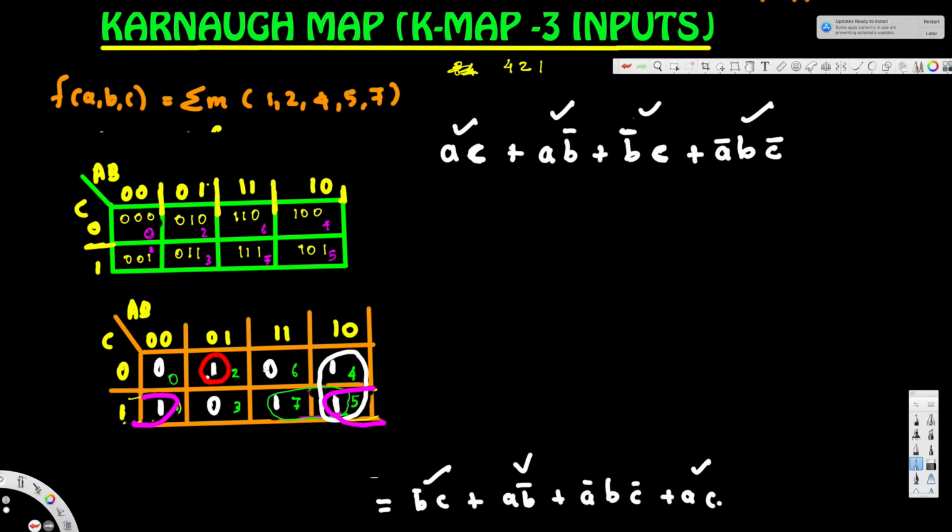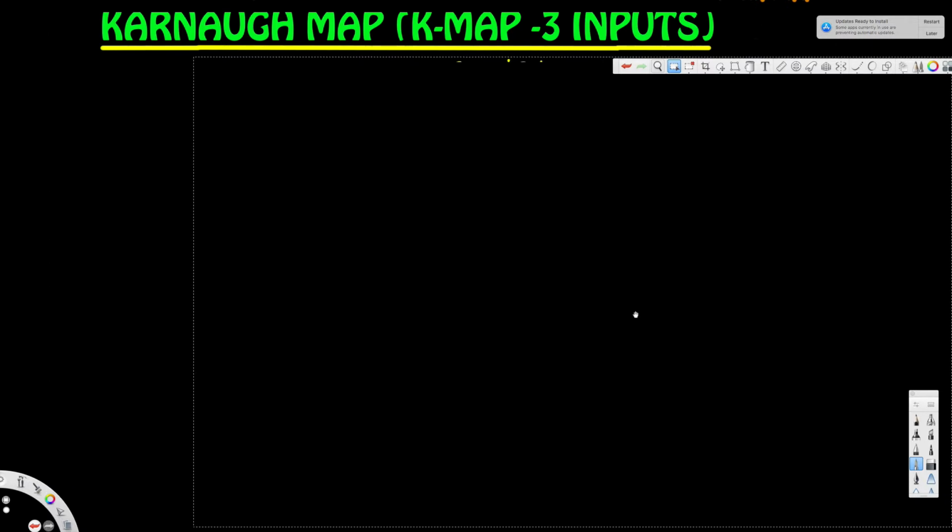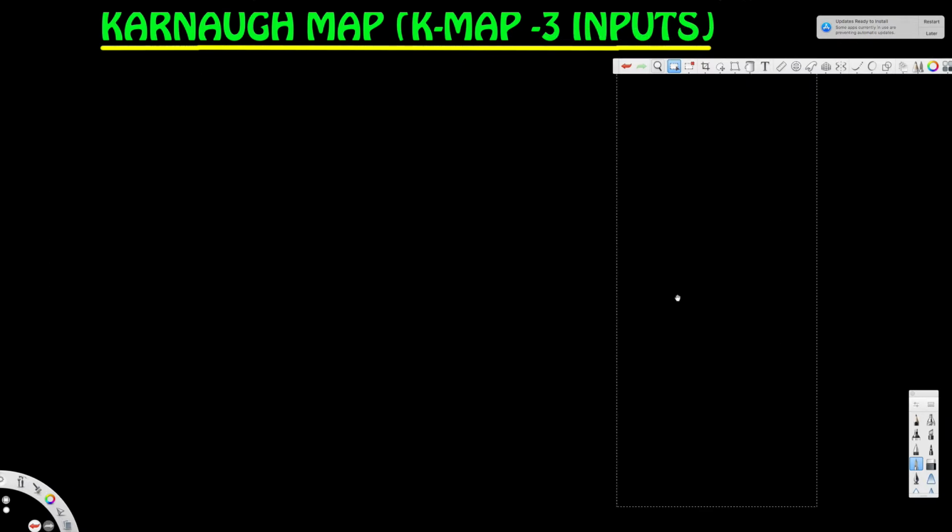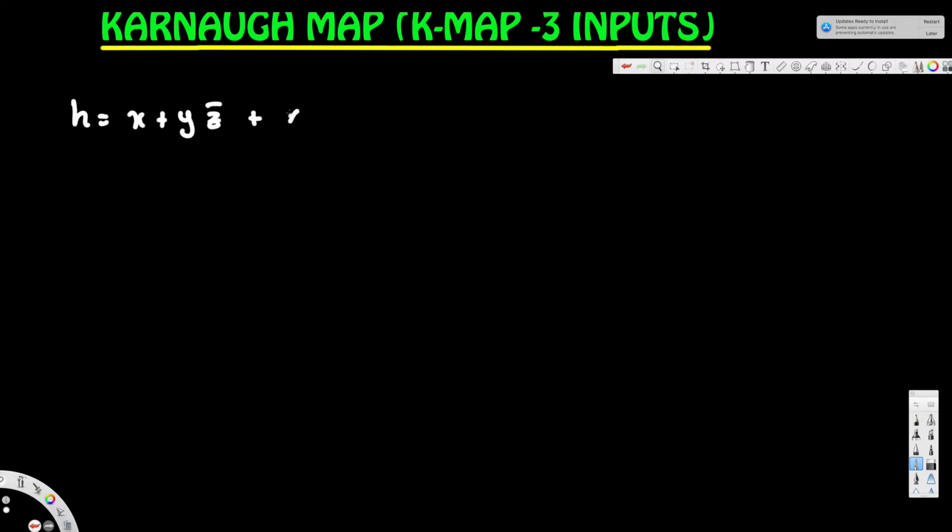Now let's look at another example. Let's get rid of all of these things first. Okay, let's look at another example. Let's say we have a function of sum of product like x plus y z bar plus x bar z. Okay, here we have sum of product. So we have to look at the locations where we can get one. Now since we have 3 variables x, y, z, we are going to have an 8 box K-map.